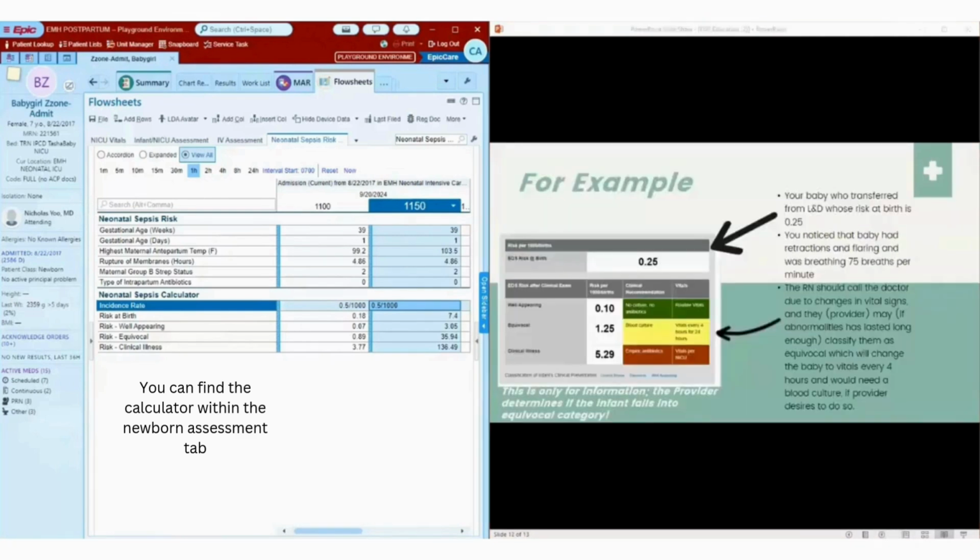Again, this one is just for knowledge. Here's an example of how this may transpire. Say you have a baby transferred from L&D, whose risk at birth was 0.25. You notice that the baby had retractions and flaring and was breathing 75 breaths per minute. The RN should call the doctor due to changes in vital signs, and the provider may, if abnormalities have lasted long enough, classify them as equivocal, which will change the baby's vitals to every 4 hours and would need a blood culture if the provider desires to do so.